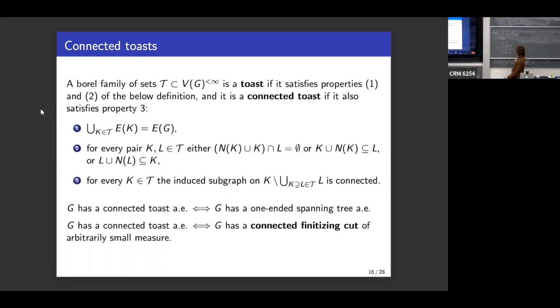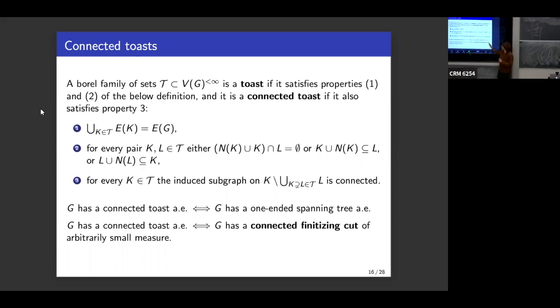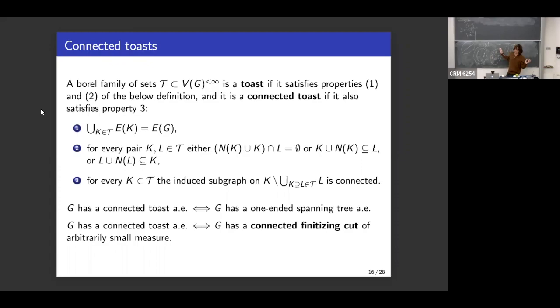That's more or less what this definition is saying. And again, a couple of the directions of this are easy. This is the thing: I've got to have a connected toast. It can only exist if I have a connected finitizing cut of arbitrarily small measure. To go from a toast to such a finitizing cut, I can just find some level of my toast that contains 99% of the points. Everything outside of this is connected by the definition of being a connected toast. So that's my connected finitizing cuts.